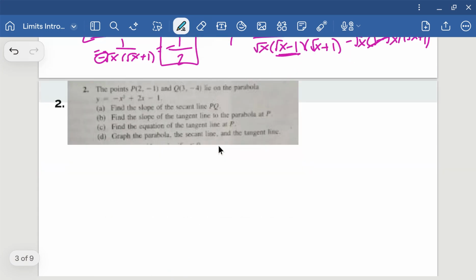Now this next one, we're taking a look at our points P and Q, and they lie on a parabola.